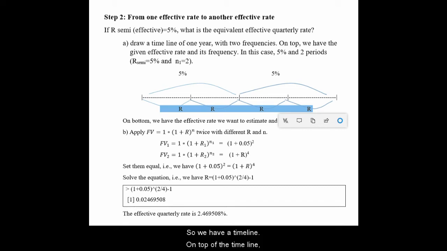So we have the timeline. On top of the timeline, we have the number of periods for the given effective rate. Behind the timeline, we have the rate and the frequency we want to calculate.